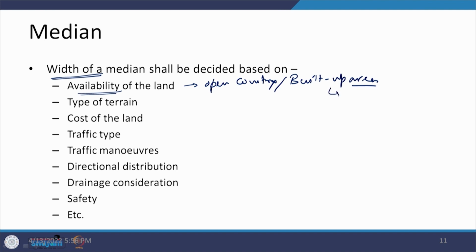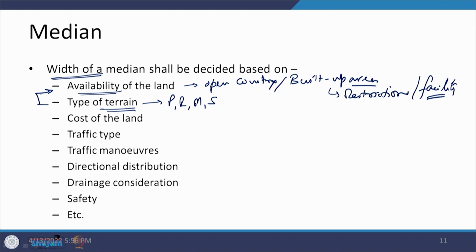So, you have more restrictions here, or it can be with respect to the type of facility. Say you are on a bridge, you cannot provide the medians or the wide medians at all. Type of terrain condition, we have looked at these terrain conditions and their effect when we were talking about even the shoulders. So, the type of terrain, whether it is plain, rolling, mountainous or steep, is also going to make a difference, because then again this is going to be correlated with the availability of land.